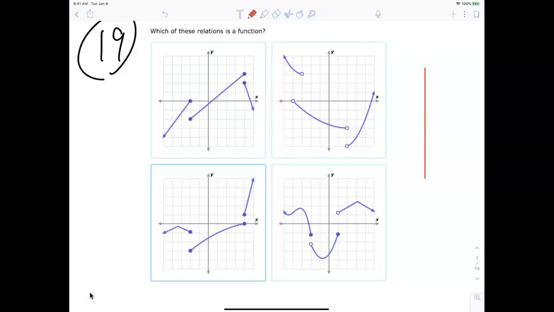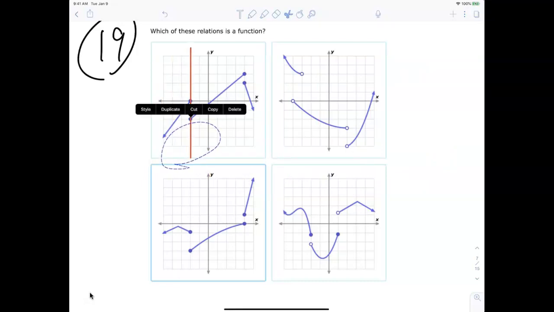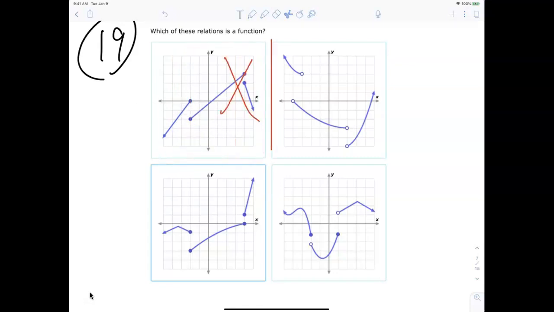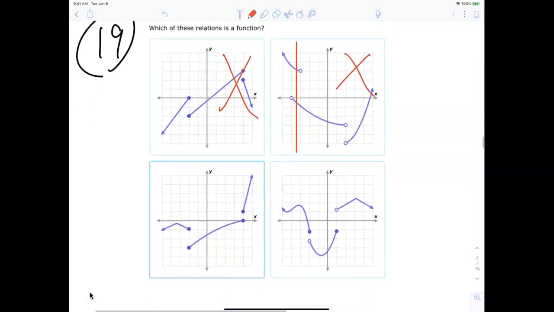So I'm going to draw a vertical line, and then we'll just run it through the first one. Notice right there, 2 points. So that is not a function. Look over here. Uh-oh, look right here. That space touches at 2 spots, so it's not a function. Now I'm going to grab the vertical line. That point right there touches twice, so does that point. So again, not the answer.